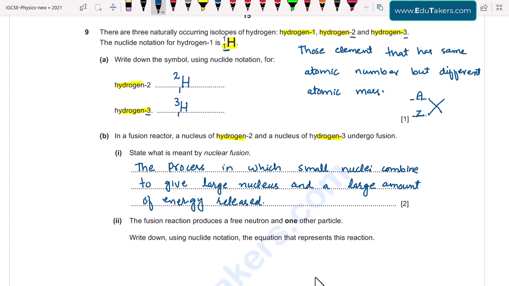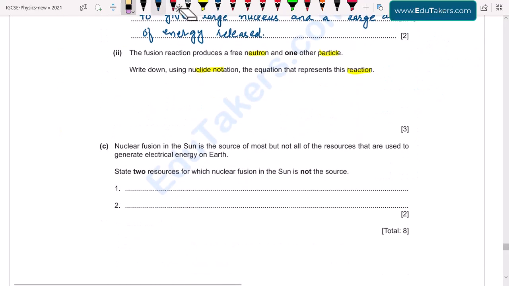In the next part of B, the fusion reaction produces a free neutron and one other particle. So here the fusion of hydrogen 2 and hydrogen 3 produces another particle and one free neutron. Write down, using nuclide notation, the equation that represents this reaction. We have to write an equation for the fusion of hydrogen 2 and hydrogen 3 in the form of a free neutron and another particle. So I write here first of all hydrogen 2, that is 2 and 1, plus hydrogen 3, represented by 3 and 1. Both of these fuse together and give us a single particle and a free neutron. The free neutron is represented by this symbol.